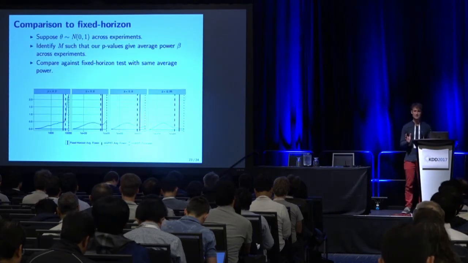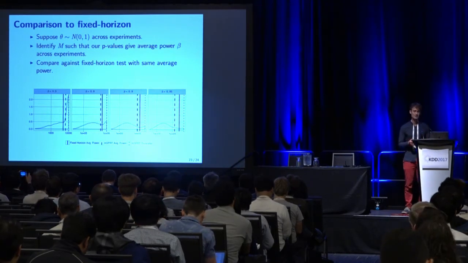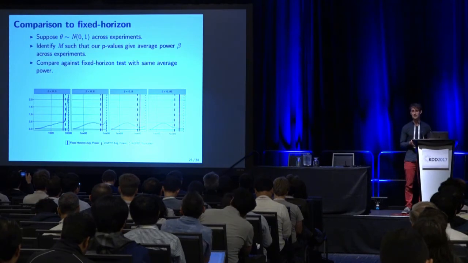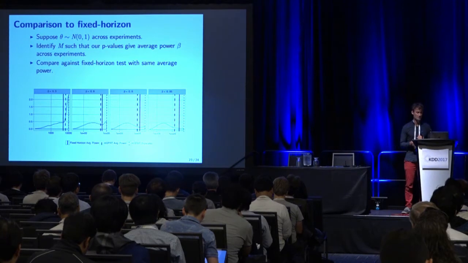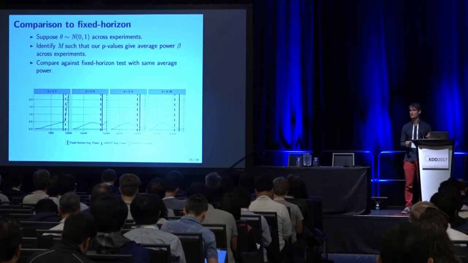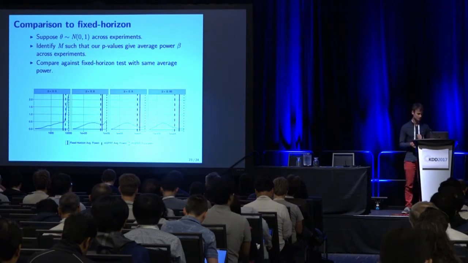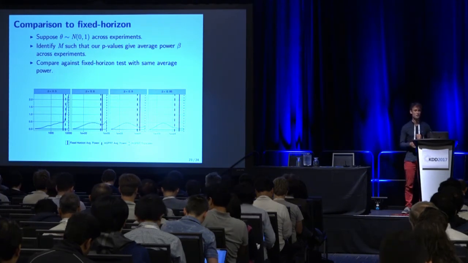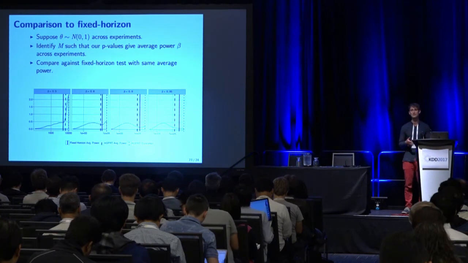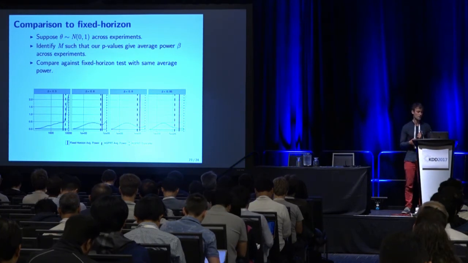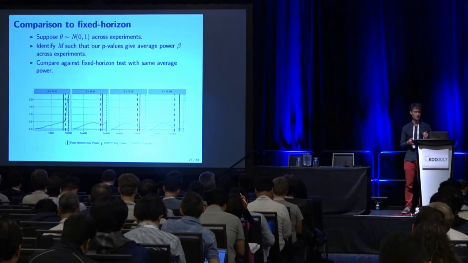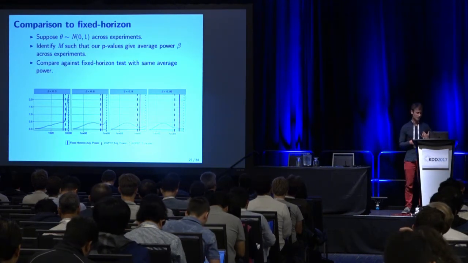OK, so that's the theoretical guarantees for power and runtime. And I just wanted to show you one simulation which confirms what I just said. So we think about a group of experiments which have different improvements, and those improvements are drawn from a normal distribution. Now, we think about this hypothetical optimized customer who has an M which would give them power beta when they use our always valid p-values.